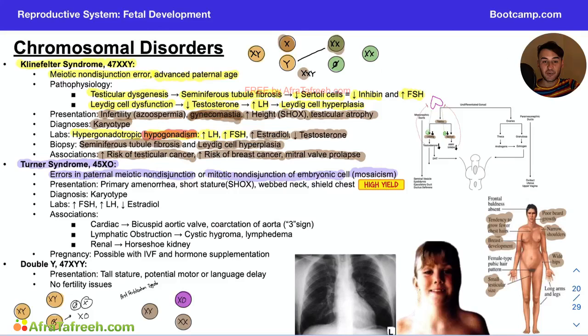Depending on how early on in the mitotic divisions this mosaicism happens can dictate how severe the Turner syndrome is going to be. So when it comes to the pathophysiology of Turner syndrome, it's all about structures called streak ovaries. Very similar to what we were talking about in Klinefelter's, streak ovaries are kind of rudimentary ovaries. They're not doing their job very well.